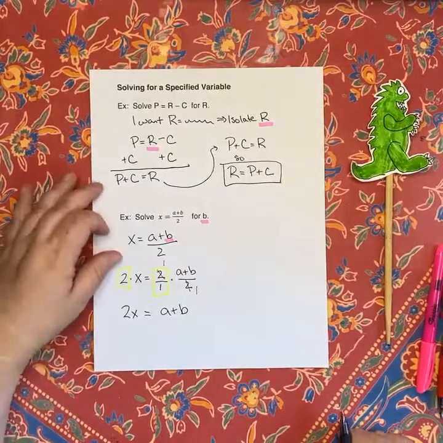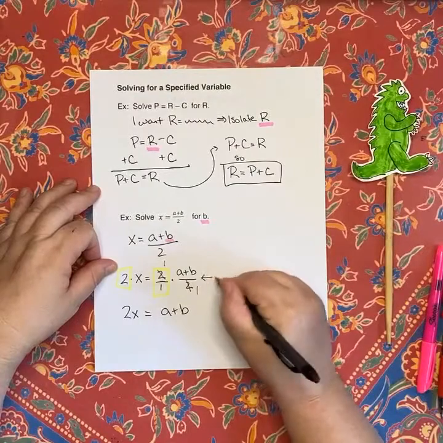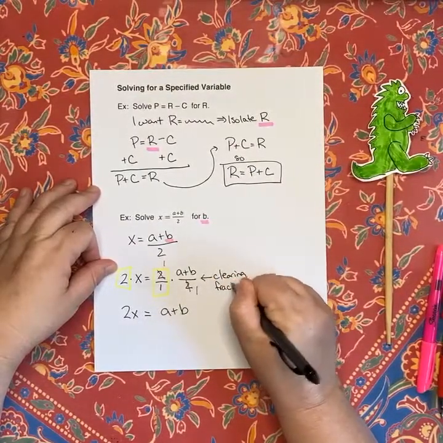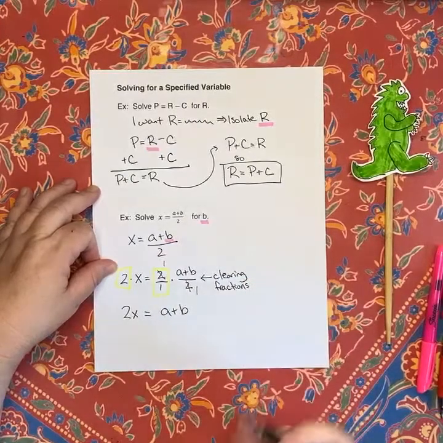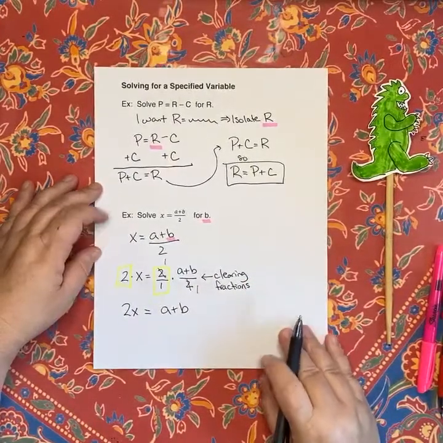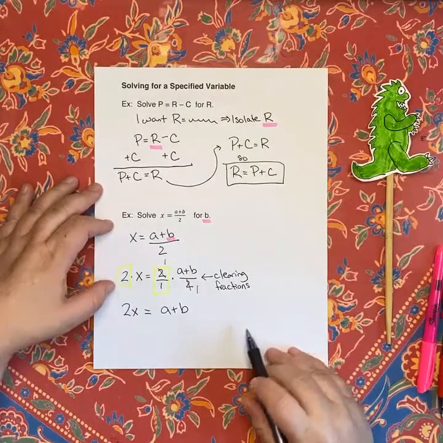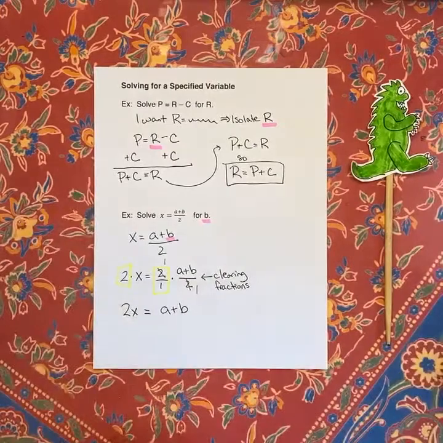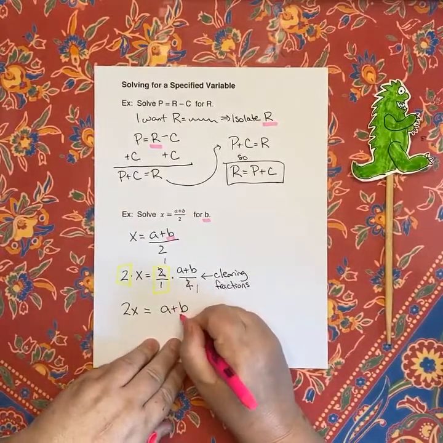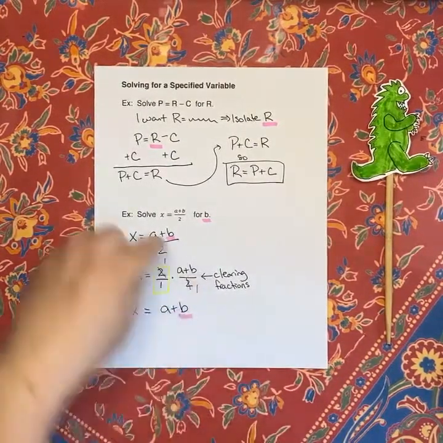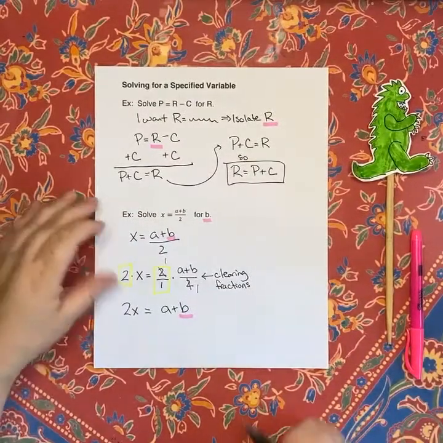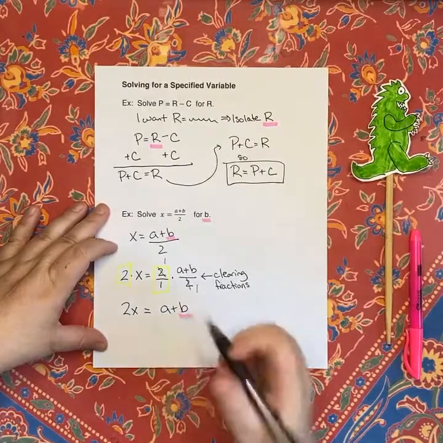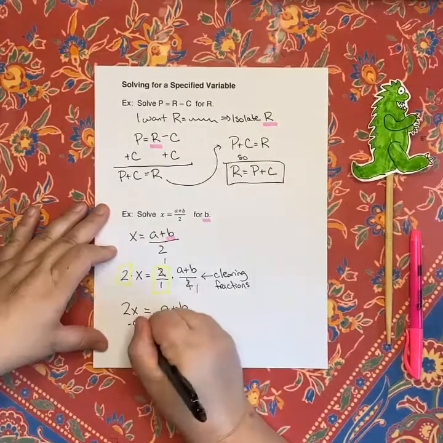So this is called, and I'll remind you again, clearing fractions. Or I cleared fractions, or I am going to clear fractions. Once I get rid of the fraction, life gets so much easier because there's my B just sitting there now, down on the ground floor, and I know that I've got A plus B, so all I have to do is subtract A from both sides.